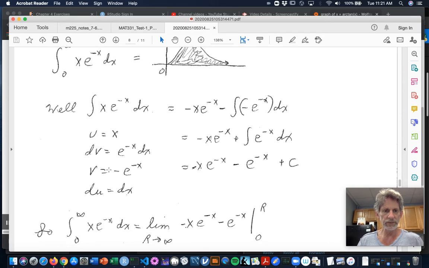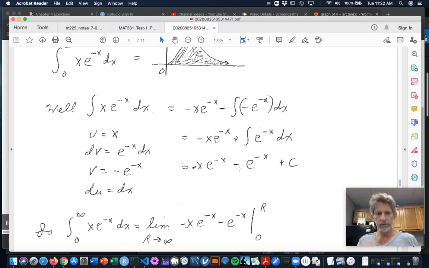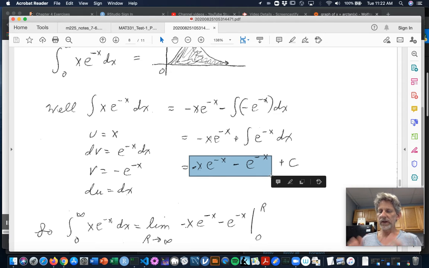It's everything else. V is easy to get. It's minus e to the minus x. And du would be just dx. So I use the integration by parts, and I end up having to work with the antiderivative of e to the negative x, which is minus e to the negative x. So the full family would be the uv minus the integral v du plus a c. Of course, I only need one member of that family to work with, one antiderivative, when I'm going to use the fundamental theorem of calculus. So I'll just pick on that one.